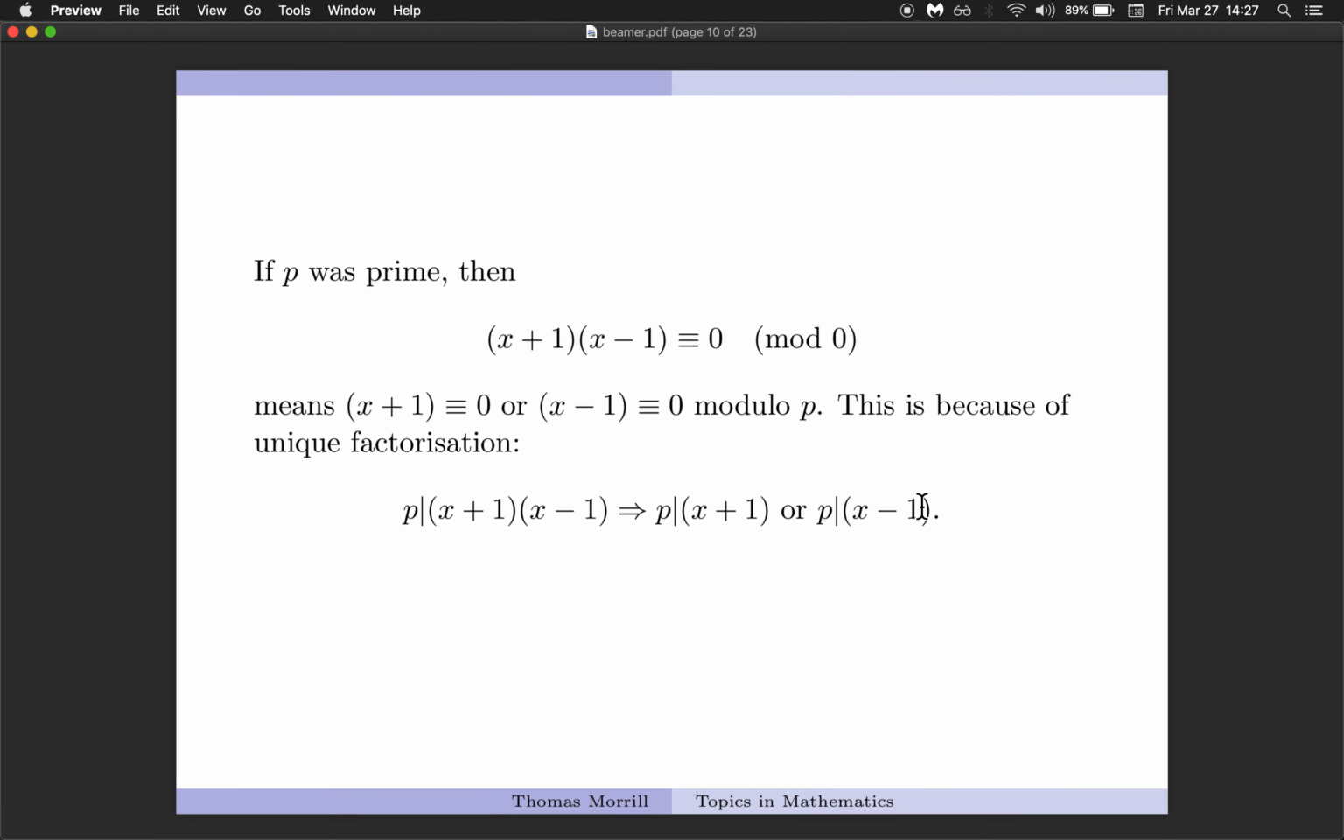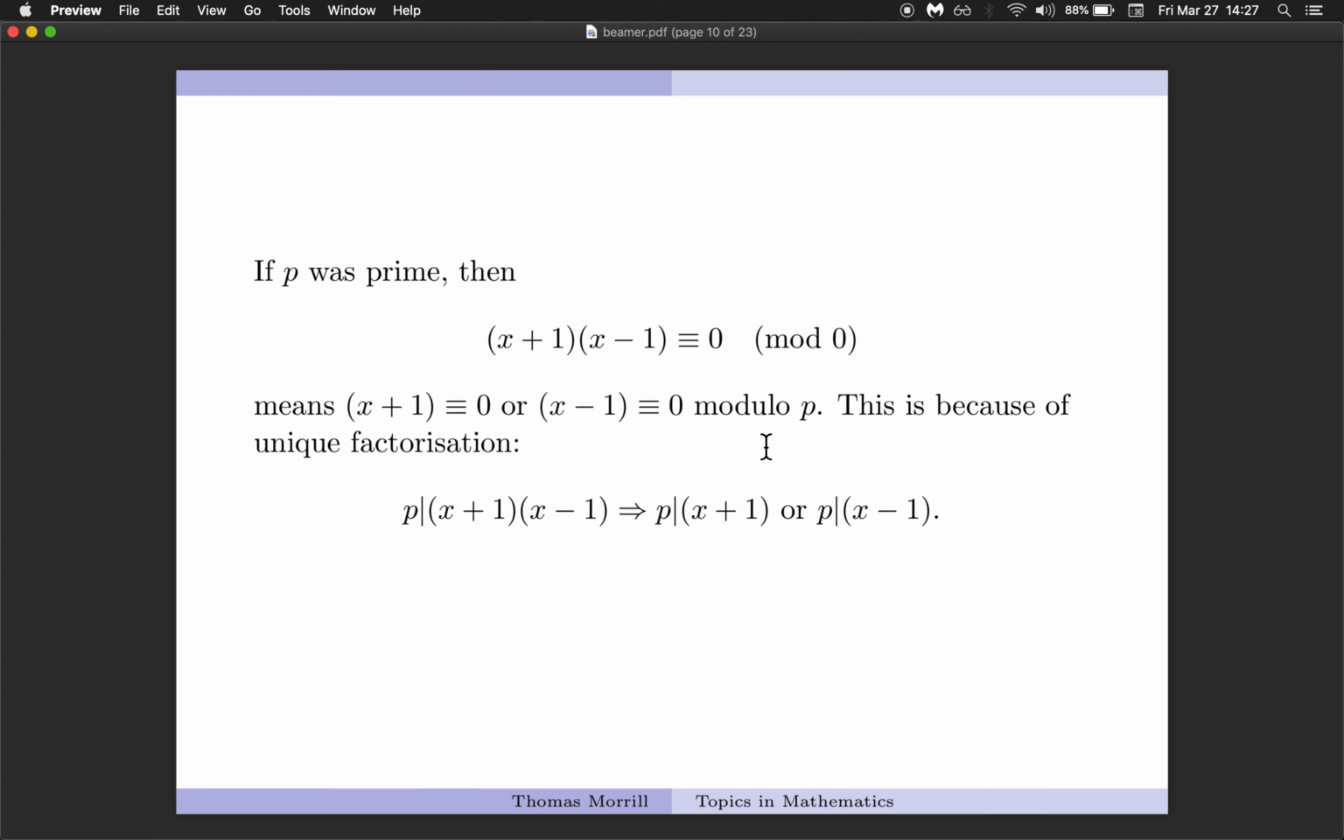For a prime number, I say anytime I've got a congruence, stuff congruent to 0 means that p divides the stuff that I've got. So p has to be a divisor of the product x plus 1 times x minus 1. So I can use the fundamental theorem of arithmetic. I can use unique factorization into primes to say p divides a product.